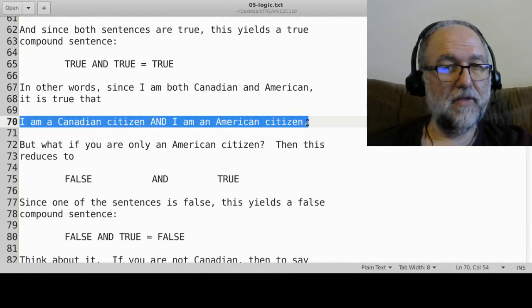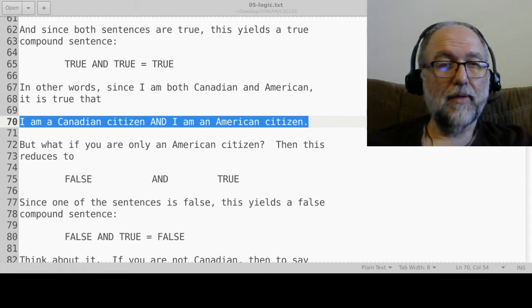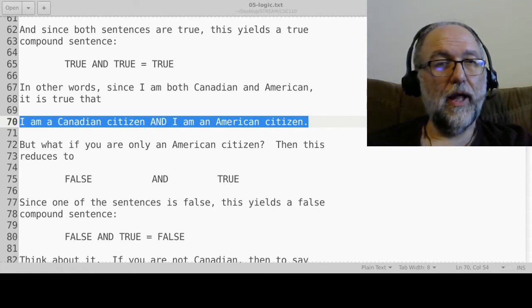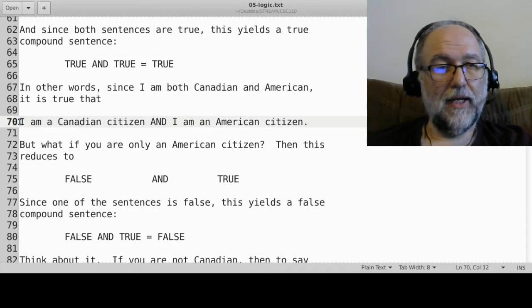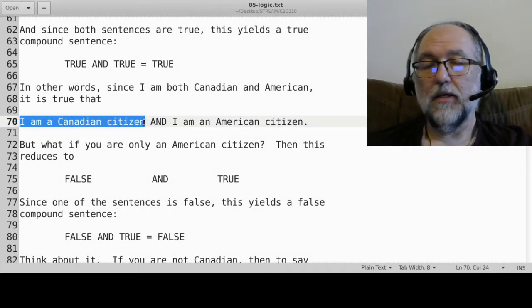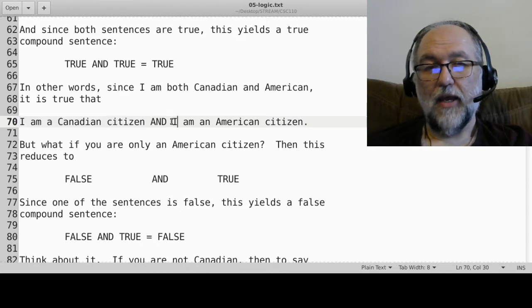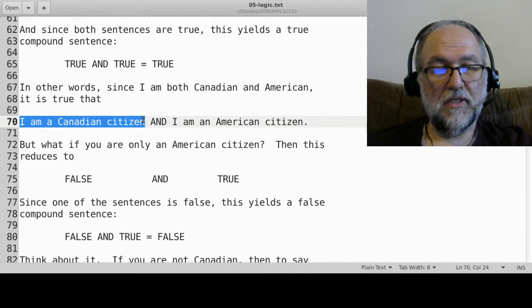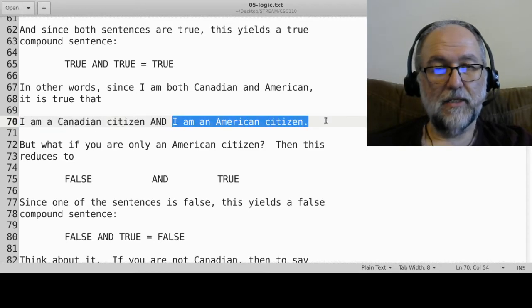Okay, suppose I have the same sentence again. But this time suppose that I'm only an American citizen. In other words, if I were to say I'm a Canadian citizen, I'd be lying. But if I say I'm an American citizen, I'm speaking truth. I'm a Canadian citizen, I'd be speaking false. I'm an American citizen, I'd be speaking true.